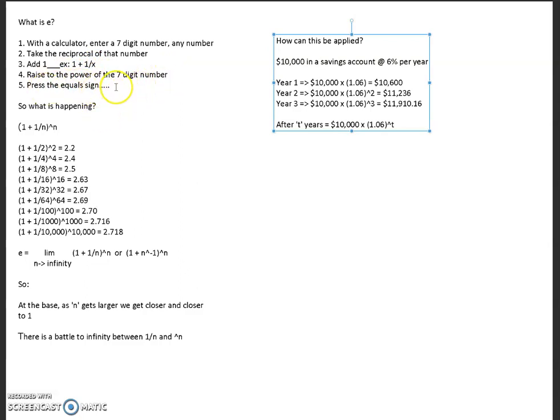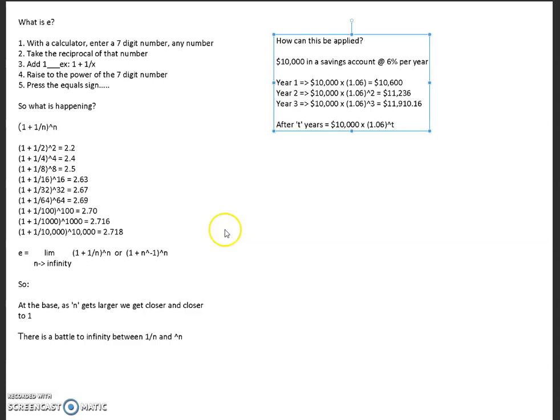Press the equal sign. So what's happening? Now in this explanation, we basically have a power struggle. So 1 plus 1 over n, to the power of n. That's what this is here. So if we take some simple numbers, you've got 1 plus 1 over 2 to the power of 2, 4 to the power of 4, 8 to the power of 8. And we keep going. What we find is we get closer and closer and closer to this number. If we just keep going, this number will keep becoming more and more precise as we go.